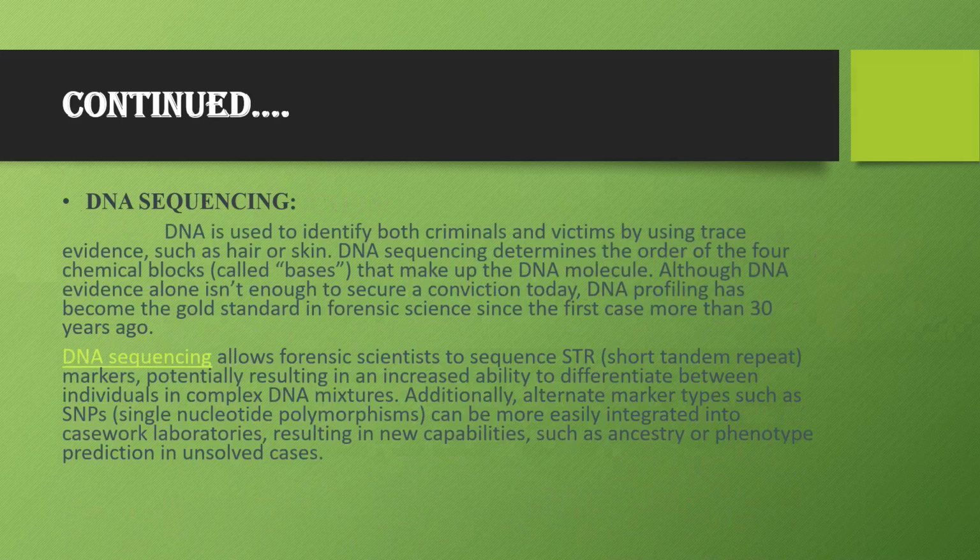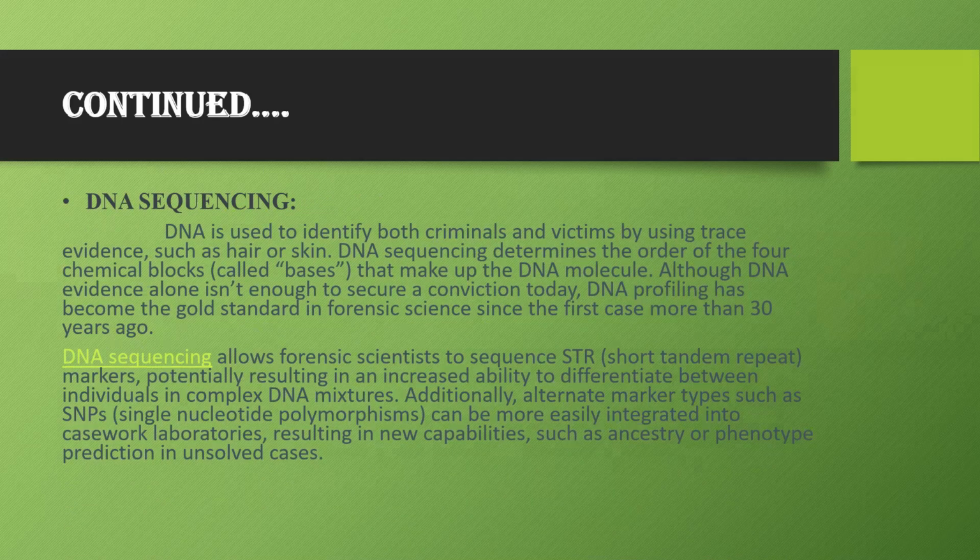DNA is used to identify both criminals and victims by using trace evidence such as hair or skin. DNA sequencing determines the order of the four chemical blocks called bases that make up the DNA molecule. Although DNA evidence alone isn't enough to secure a conviction today, DNA profiling has become the gold standard in forensic science since the first case more than 30 years ago.